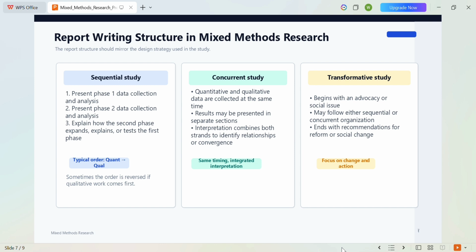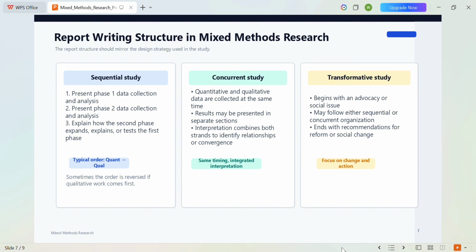Then we go for the report writing structure in mixed methods research. When writing the report, follow the structure of your research design. If your study is a sequential study, present quantitative data first, followed by qualitative data. And if you conduct a concurrent study, present both data sets at the same time, either separately or integrated.